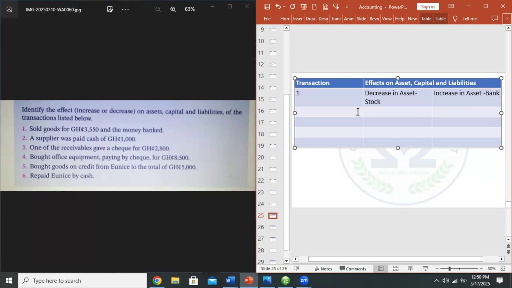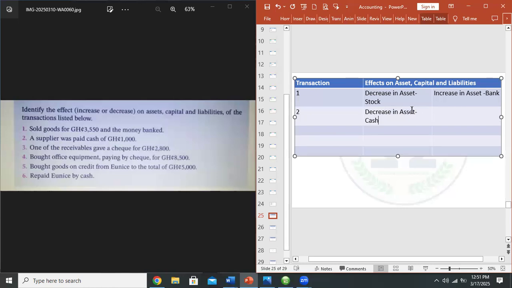Let's go to the second transaction, which is a supplier was paid cash of 1,000 Ghana cedi. A supplier was paid cash 1,000 Ghana cedi. If you analyze this, the understanding is that the business is making payment using cash. So definitely the cash is going to decrease, and cash is an asset. So the first thing is decrease in asset cash.